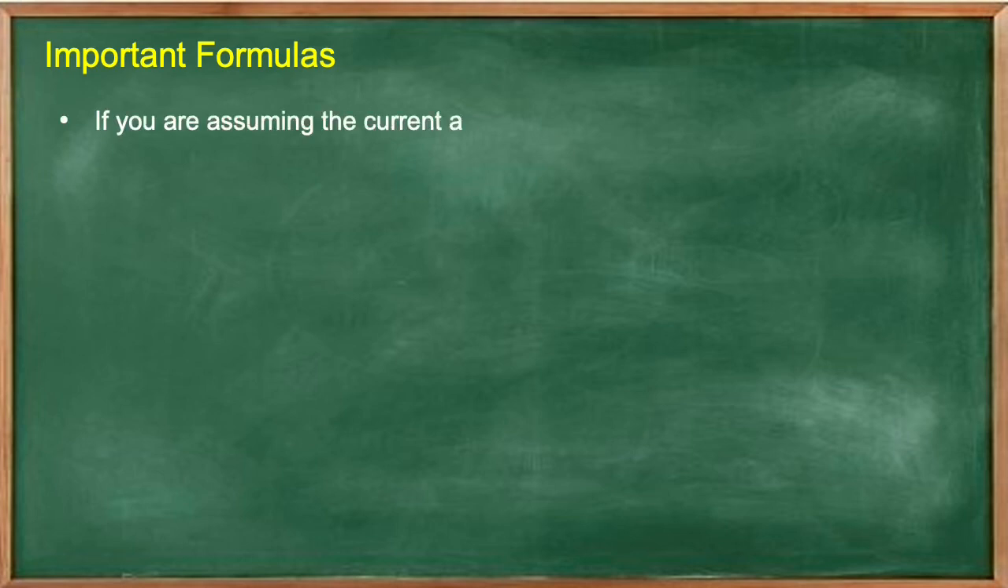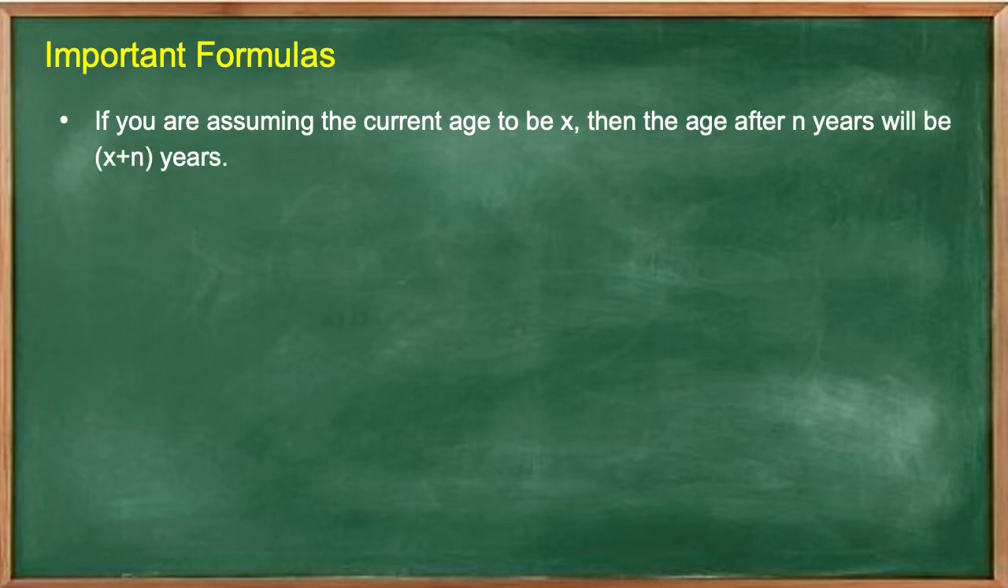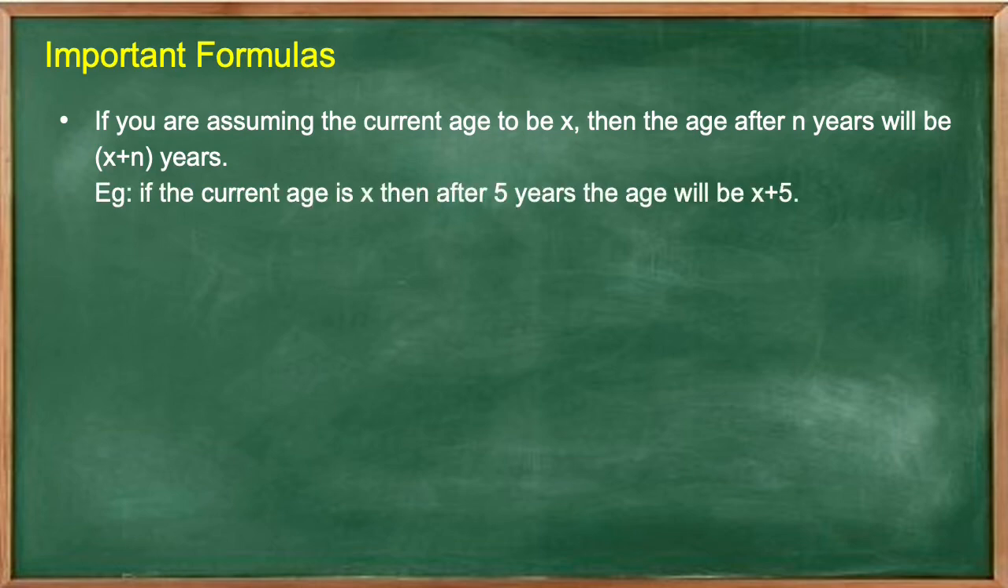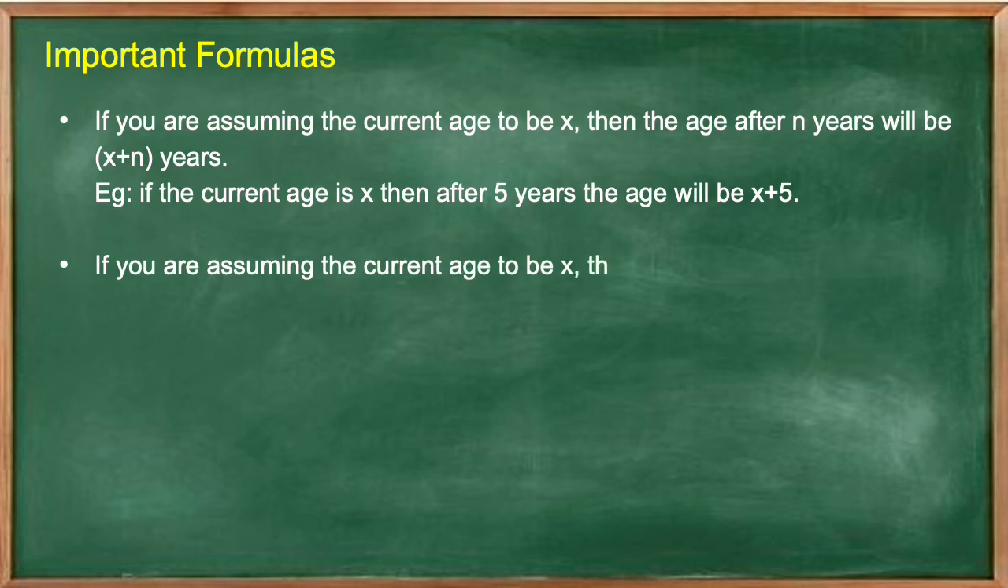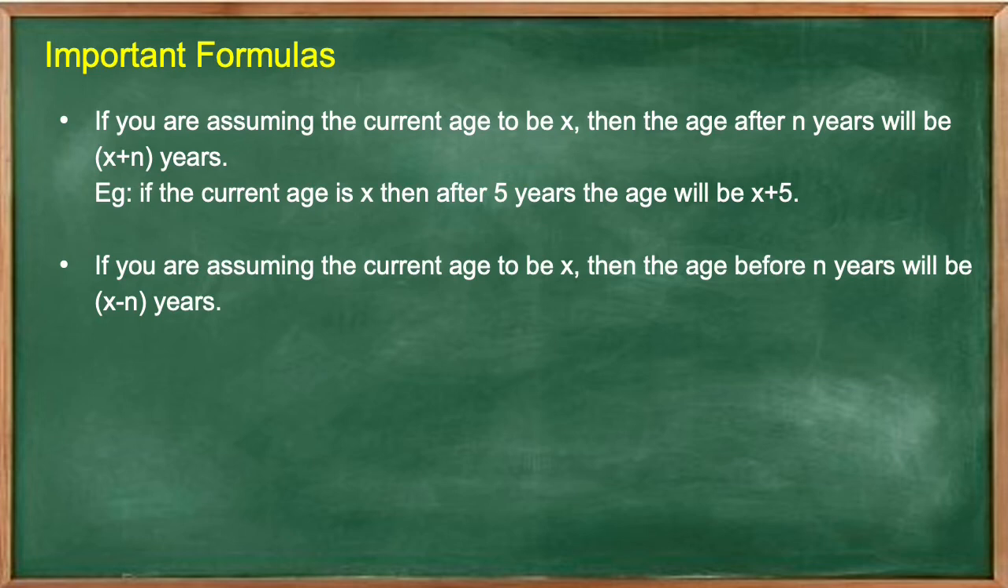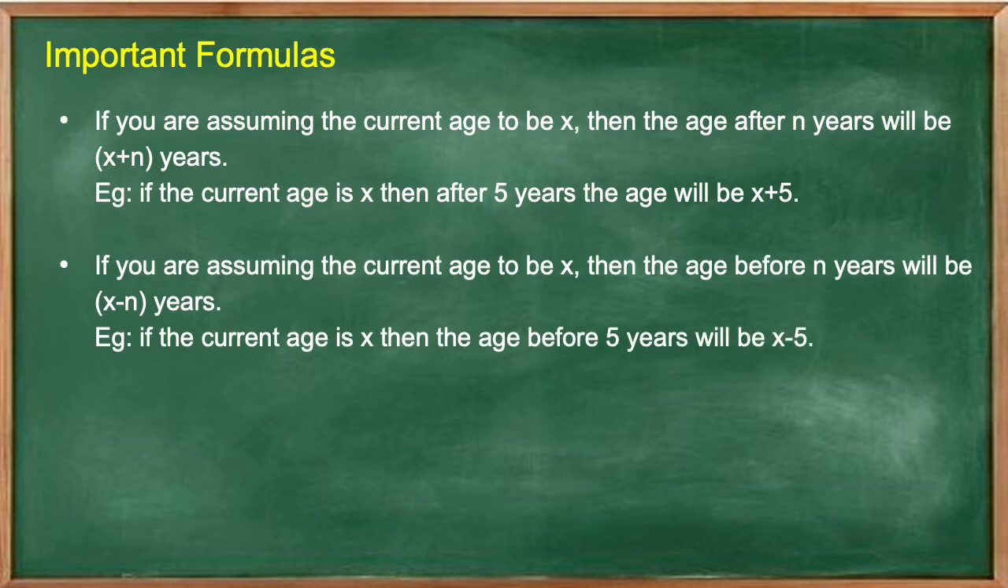If you are assuming the current age to be x, then the age after n years will be x plus n years. For example, if the current age is x, then after 5 years the age will be x plus 5. If you are assuming the current age to be x, then the age before n years will be x minus n years. For example, if the current age is x, then the age before 5 years will be x minus 5.